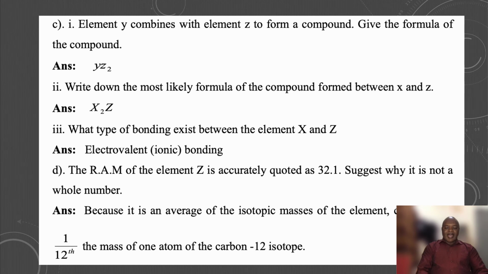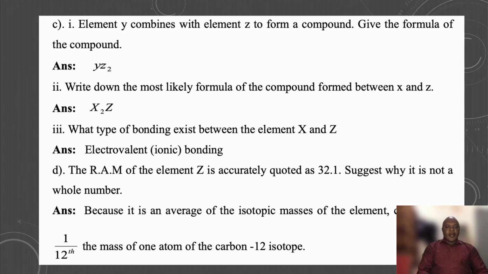So in that case, group 1, which is X, will have +1 and +1. So there will be 2 of X, and 2 of X will give +2. Then group 6, which we will call group 16, has -2. So now +2 and -2 will cancel each other. In that case, we have 2 of X that is required to cancel the -2 of Z. So the formula is X2Z.